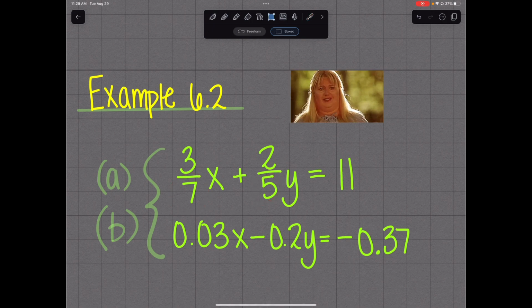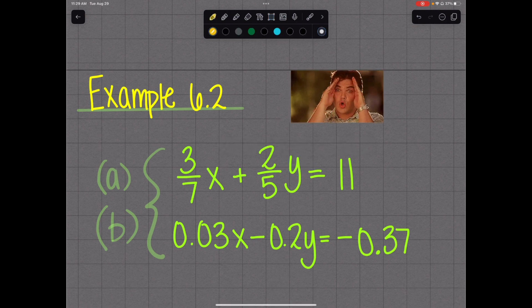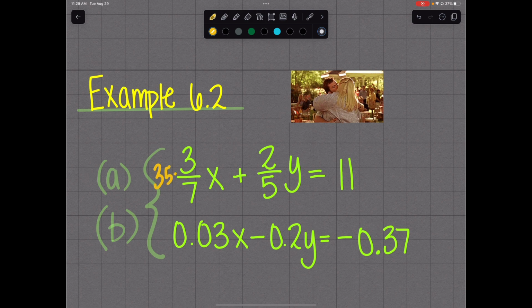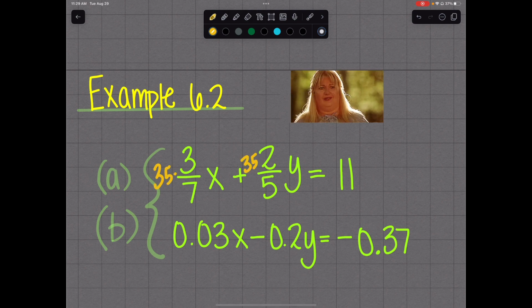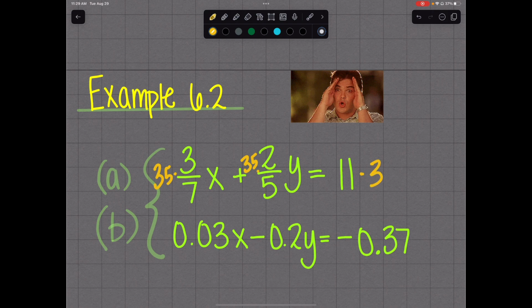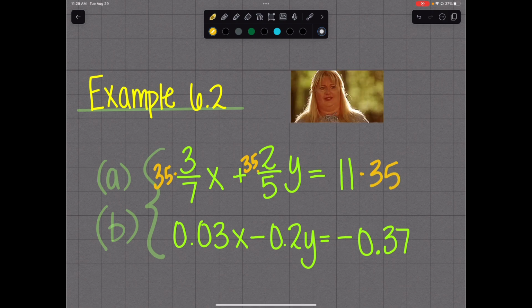The y is actually supposed to be up there. Okay, so let's multiply everything by 35. And then 35 here, and then 35 there. And then what about the bottom equation?